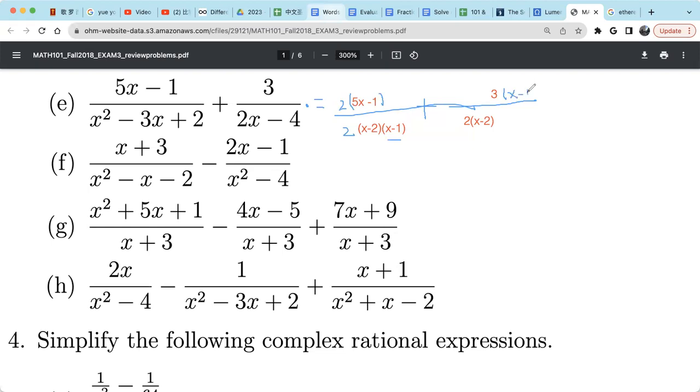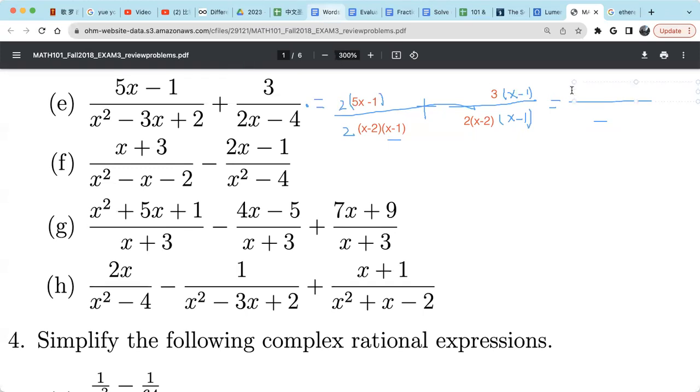x minus 1 times x minus 1. Now we have a common denominator, right? The two denominators are the same. We just combine the numerators. The denominator is the same. I'm not going to write it.